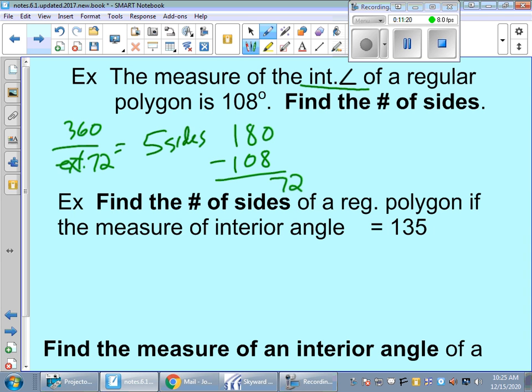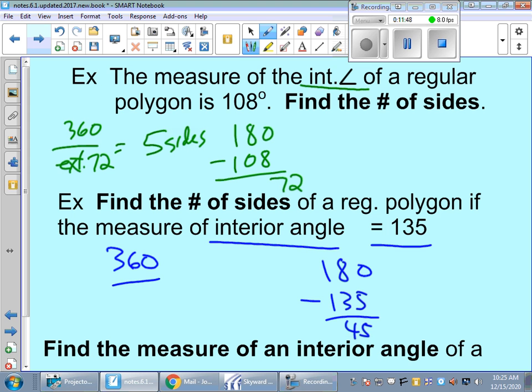So a 5-sided figure. The next example here says find the number of sides of a regular polygon if the measure of an interior angle is 135. Same concept we just did in the previous problem. So we're going to go with 180 minus the 135, and that gives us a total of 45. So that is the measure of an exterior angle. 360 divided by that 45 gives us an 8-sided object.